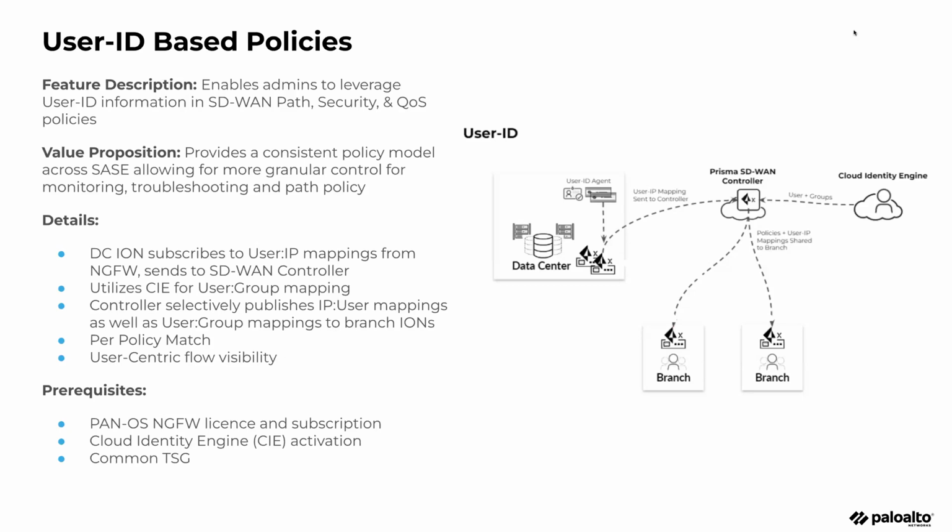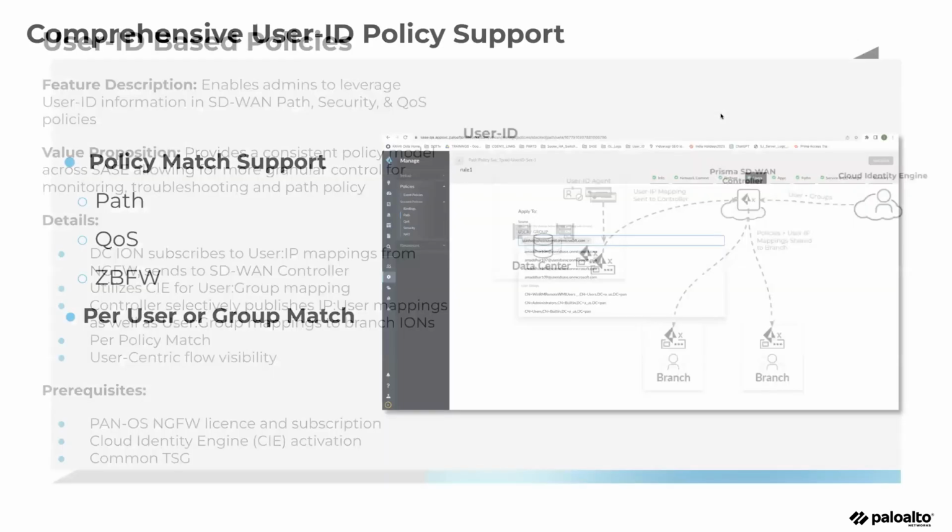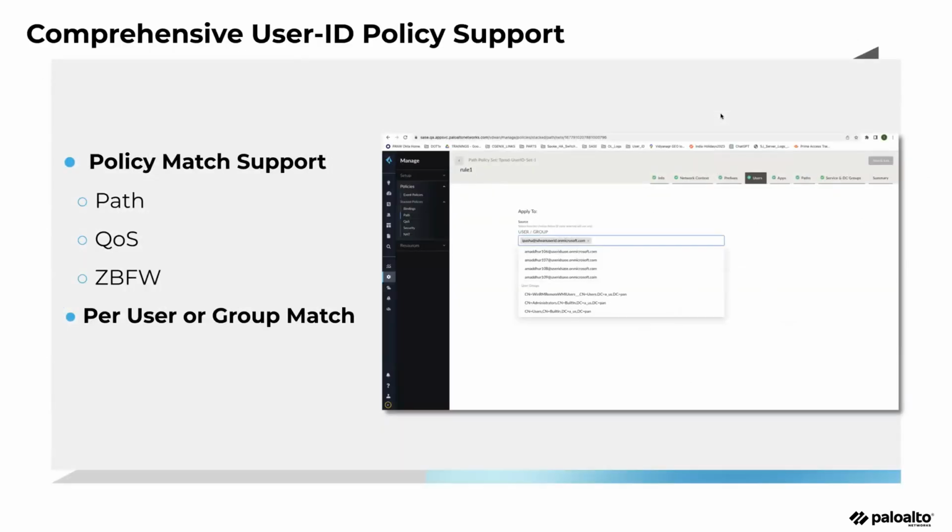Secondly, user to group mappings. User to group mappings, we pull those from Cloud Identity Engine. We get those, and then we distribute those also out to our various endpoints for enforcement. Now, how can you actually utilize this in policy? From a policy standpoint, you can utilize this in path policy. So you can actually build a user or group level path policy. You can build a user or group level QoS policy. And lastly, the most common use case is for zone-based firewall or security policy enforcement.